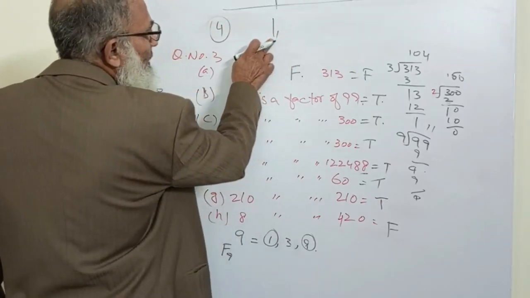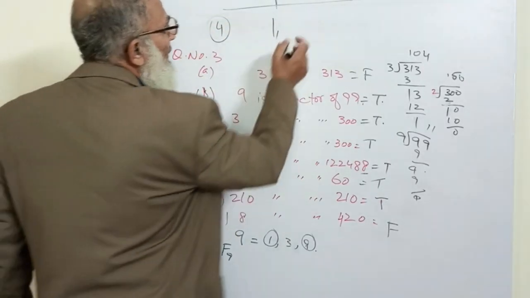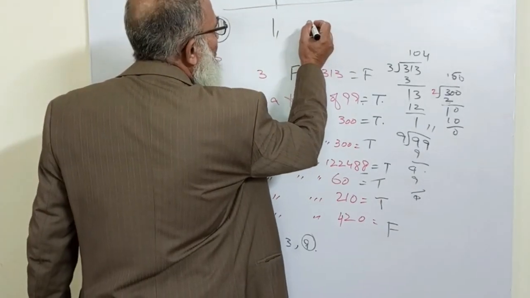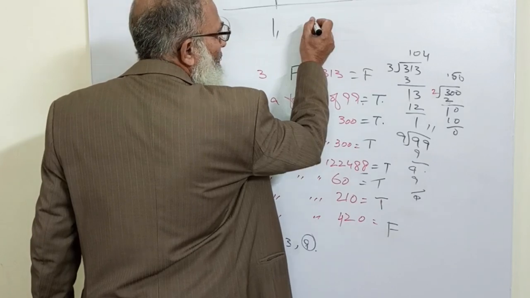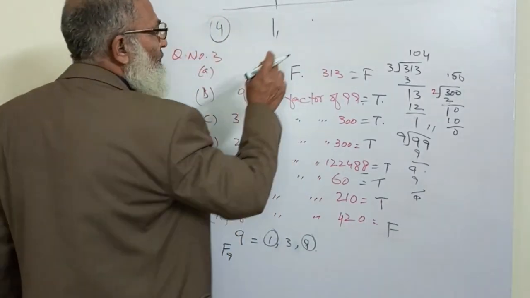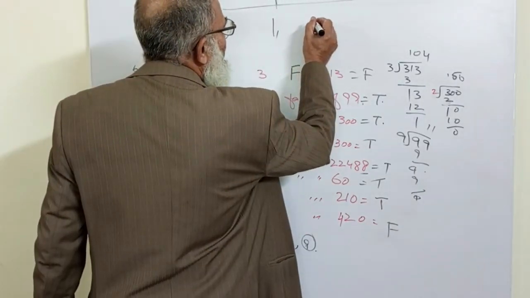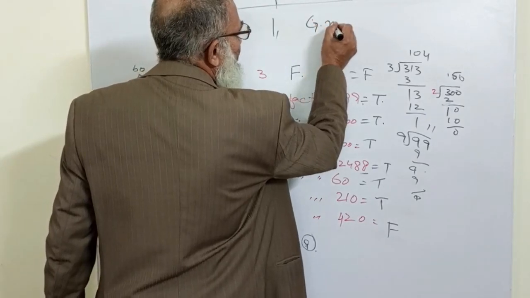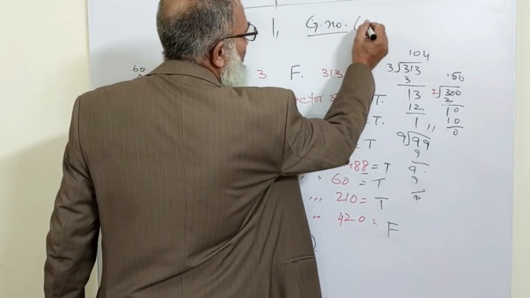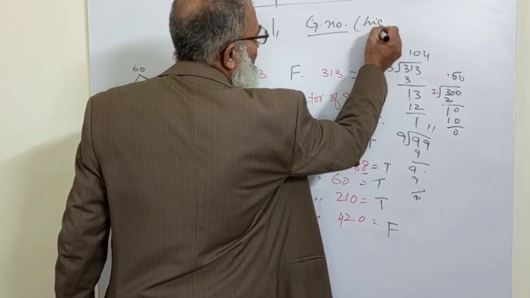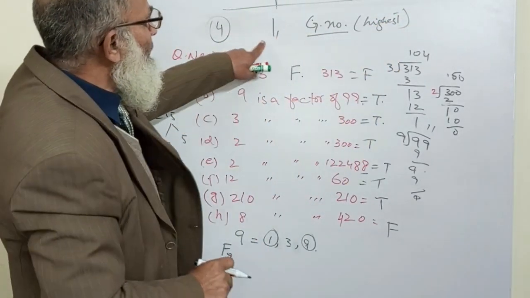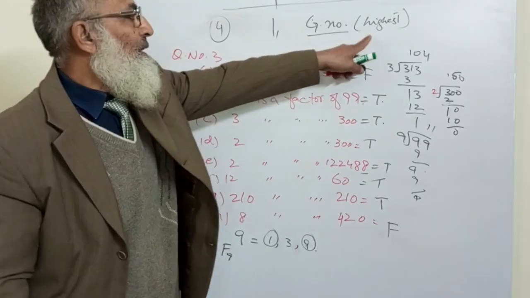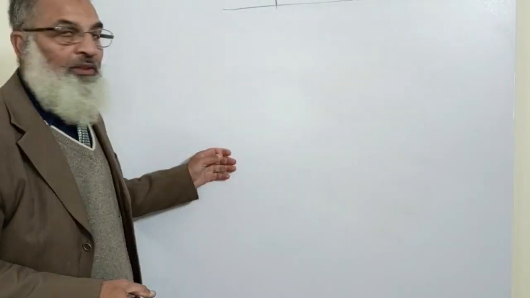1 is the lowest factor and the given number is the largest factor of the number. Given number, I write it given. It is the highest. Starting from 1, the given number is the highest factor.